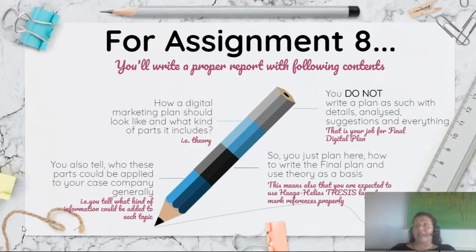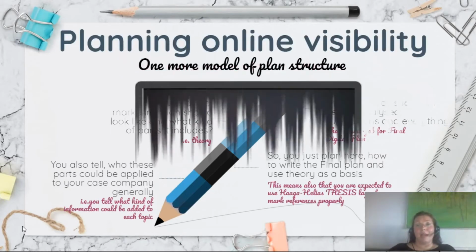And I also emphasize that this is the proper report. This is the only proper report besides the final digital plan that you have to write here. So there are only two. Of course, some of you have decided to use reports earlier, and that's just fine. But now this and the final digital marketing plan are the ones where you need to use a thesis layout. You've got to add sources to your text and also some sort of reference list of what you have used. So try to imitate the thesis model as well as you can. And that is for assignment 8.